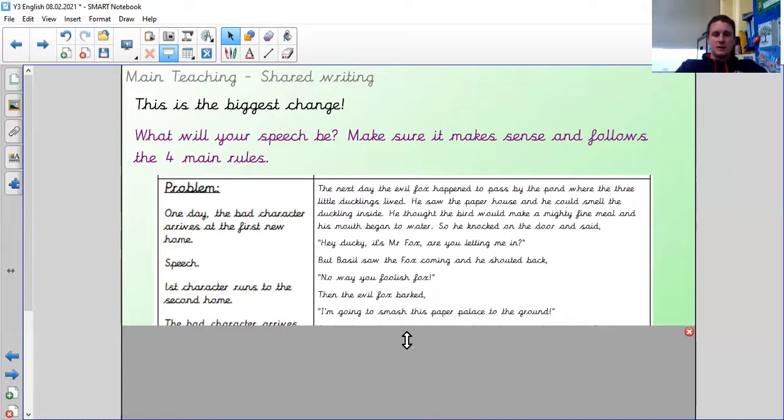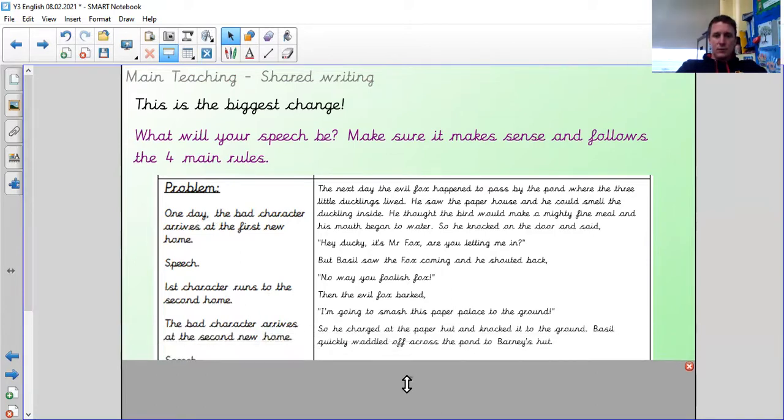Okay, Basil the duck. And again, if you're not sure what comes next, this down the left hand side here just tells you what needs to happen. So one day the bad character arrives at the first new home. Then they have some speech together. The first character runs to the next home. Let's see what happened then.